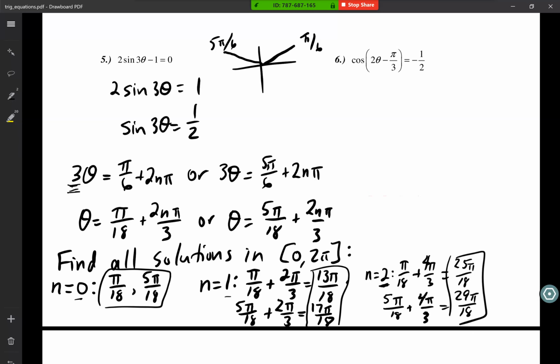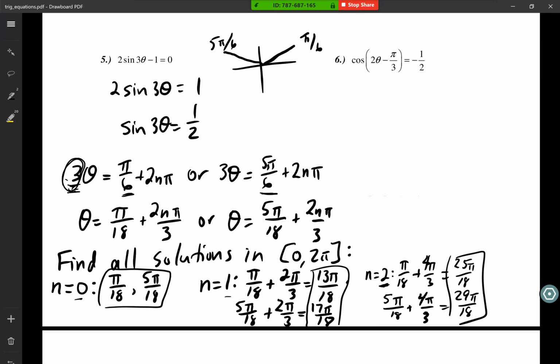Wait, can you say again how you knew how many solutions you were going to get? Okay, so I knew that I was going to get 6 to start with because before I divided by this 3, I had 2. I had these 2. So as soon as I got those 2, I knew I was going to get 3 times as many because of this 3 out in front.